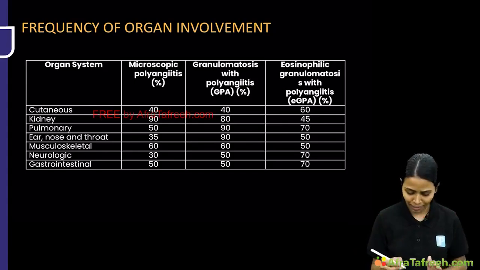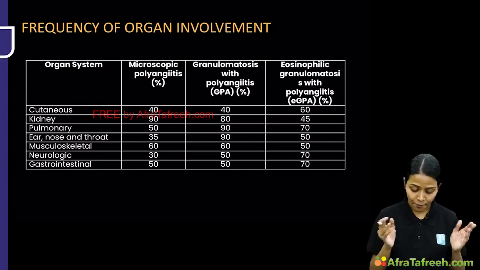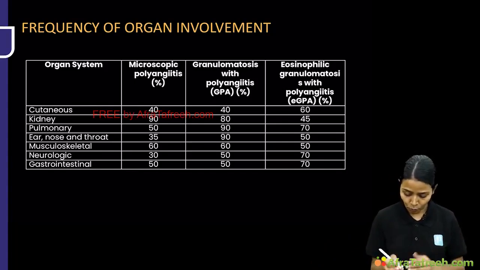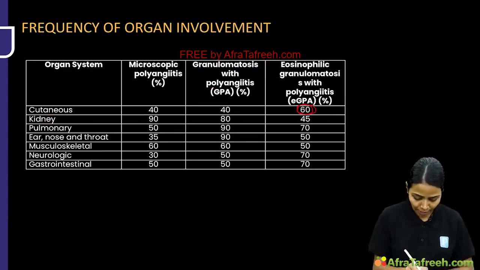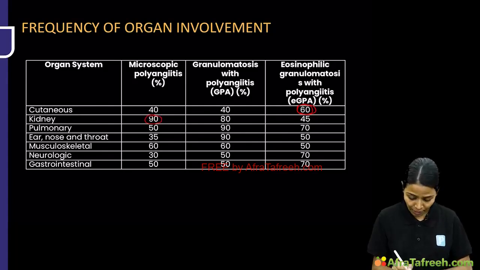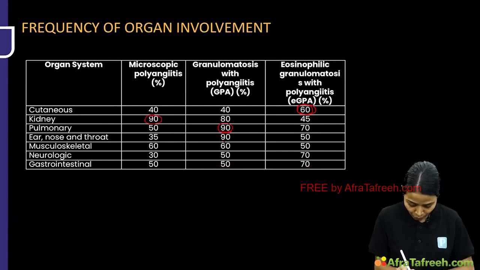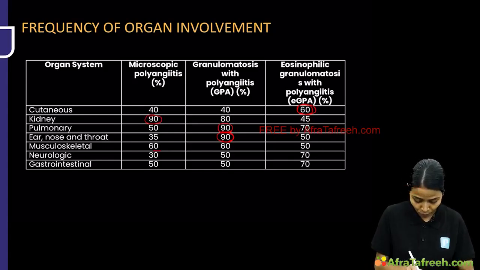So cutaneous involvement, there we have discussed both IgA and cryoglobulinemia along with 3 ANCA vasculitis. So here cutaneous involvement is more common in EGPA when compared to GPA and microscopic polyangiitis. Kidney involvement we know is most common in microscopic polyangiitis. Similarly, lung involvement is more in Wegener's or GPA. Ear, nose and throat involvement is more in Wegener's or in GPA. Musculoskeletal involvement is equal in microscopic polyangiitis and granulomatosis.